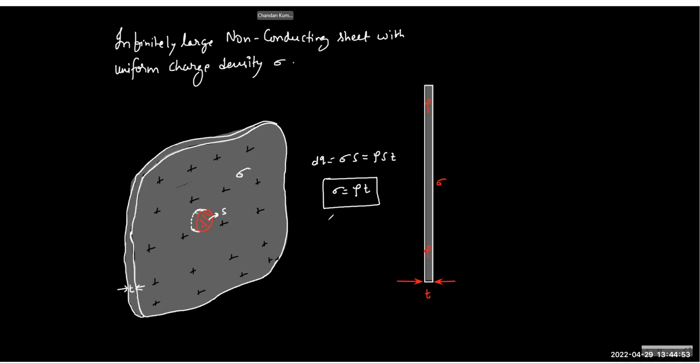Okay, this part is clear. Yes. Now, because it is an infinite sheet, no matter which point you choose, the charge is within the thickness because of its non-conducting nature. Yes, correct. So imagine if I draw again, let me do this.